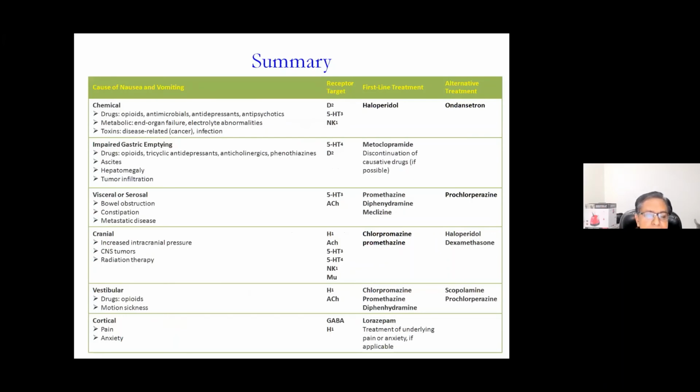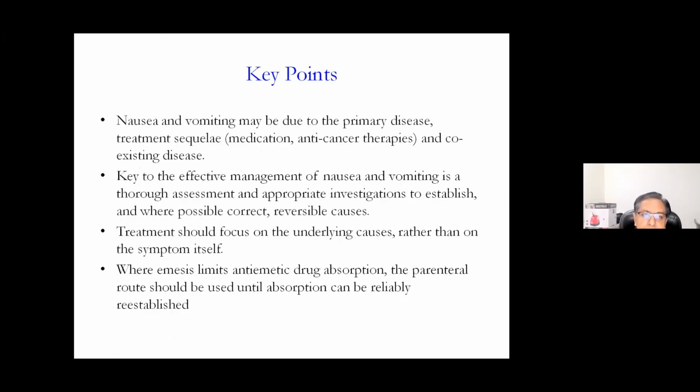So to summarize, there are various factors or sites which lead to nausea and vomiting, like chemical, impaired gastric emptying, visceral, cranial, vestibular, and cortical. Based on their receptor target, we can start them on therapies, and if required, we can add on therapies as a rescue measure. We can use a combination of therapies in the beginning and then taper them off at the earliest so that the patient has sustained relief of nausea and vomiting.